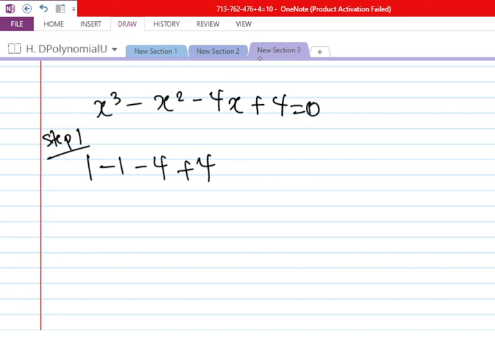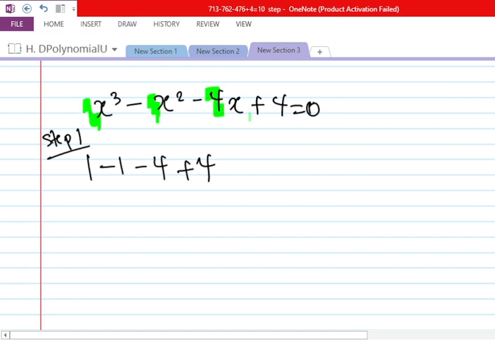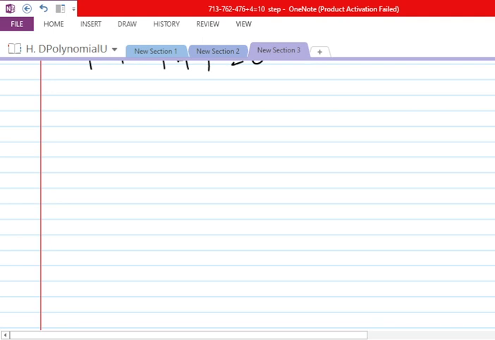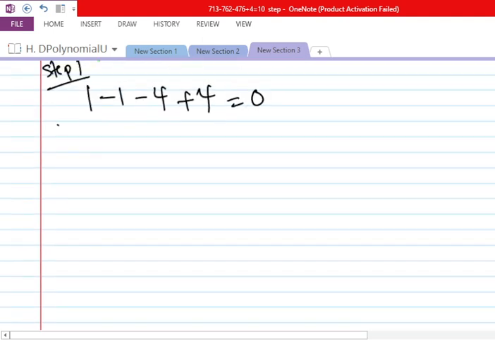The coefficients are the numbers in front, here an invisible 1. These are coefficients and these are coefficients. So when we add all this together, let's check it. Well, I have 0. So since I have 0, it means what? 1 is a root. Therefore, 1 is a root.